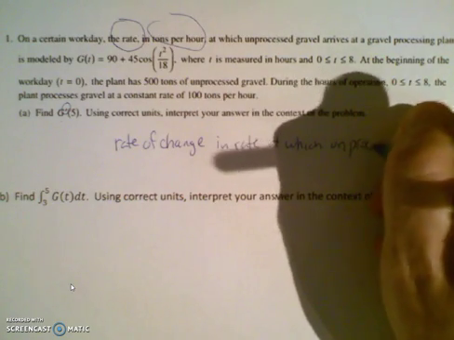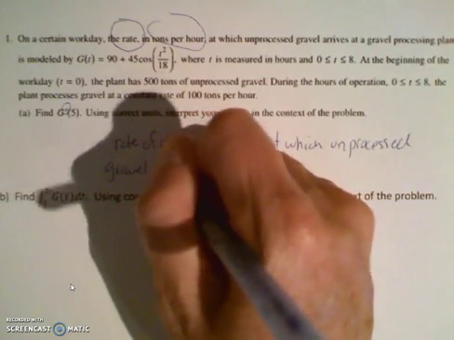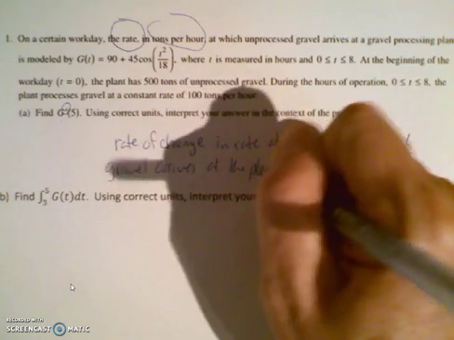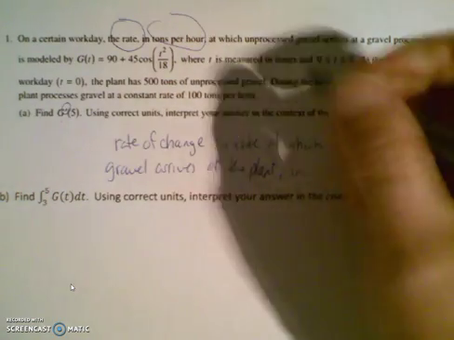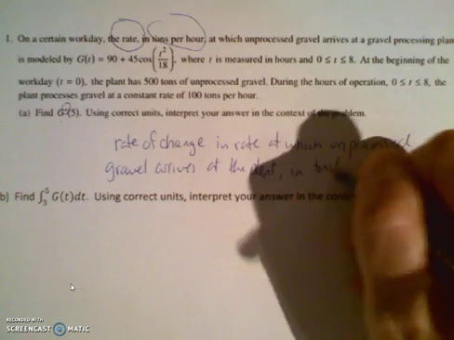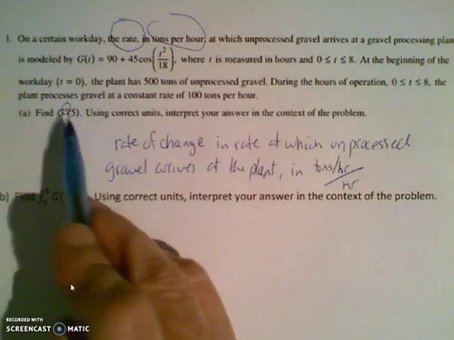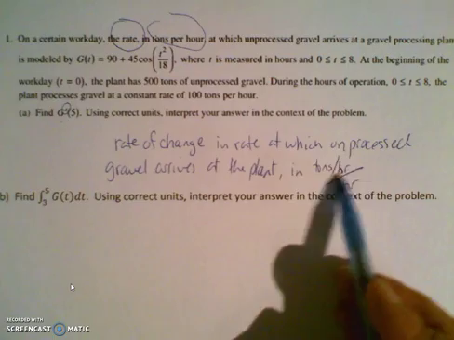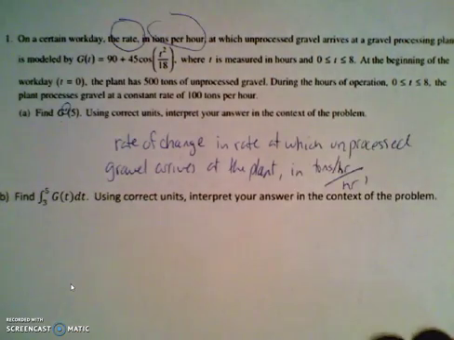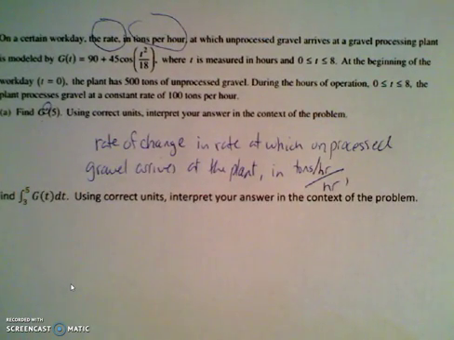unprocessed gravel arrives at the plant in tons per hour per hour. Remember that G was already tons per hour, and then we've done another rate on top of that. And this is the part that I really want to focus on, the part that I have very little space left for.